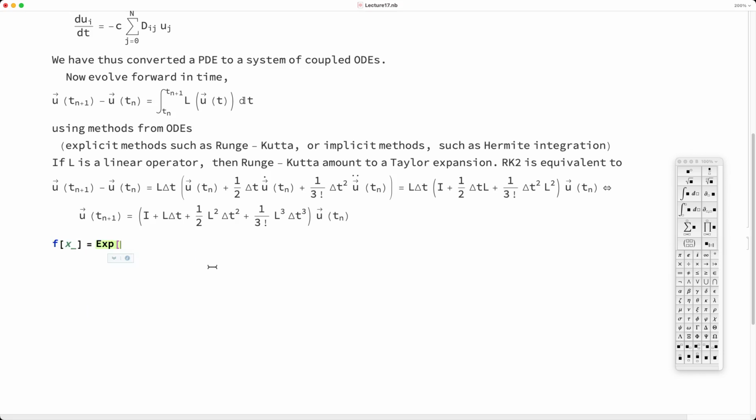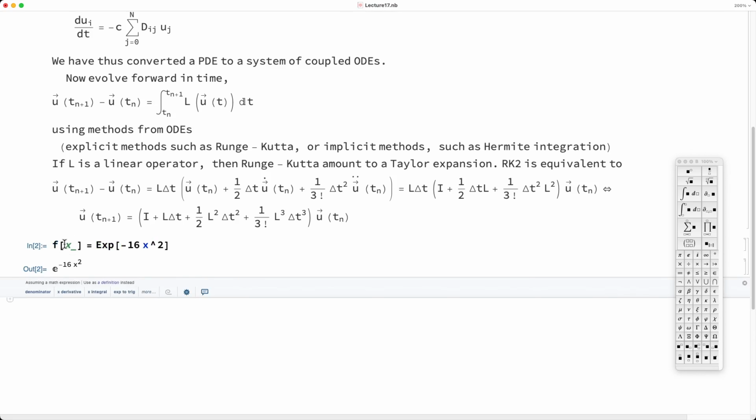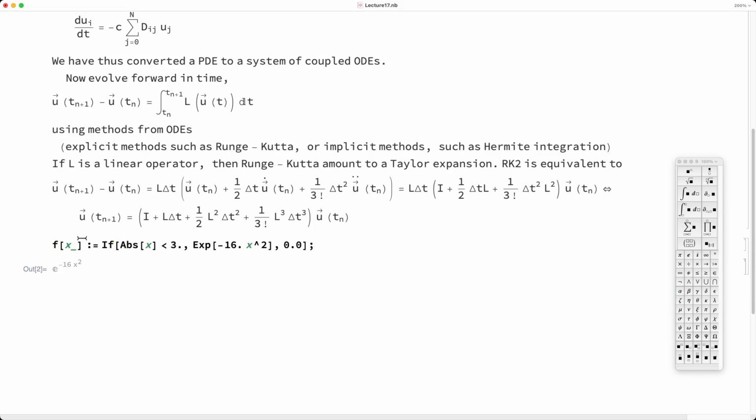That's the exponential of minus 16 x squared. Now, the issue with that function that you can run into is that if x becomes large, then you may run into underflow, and Mathematica will complain.